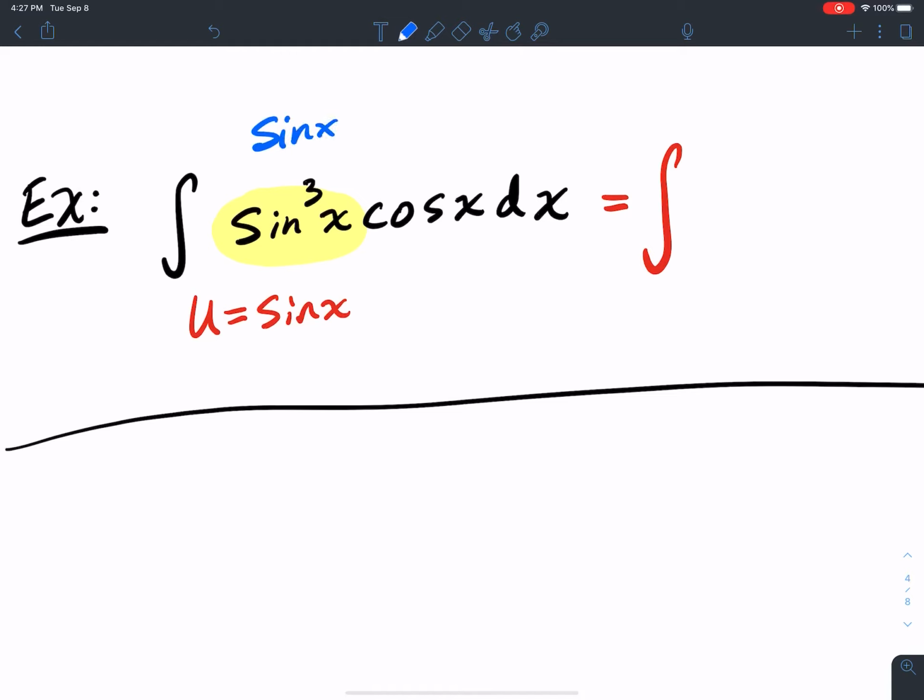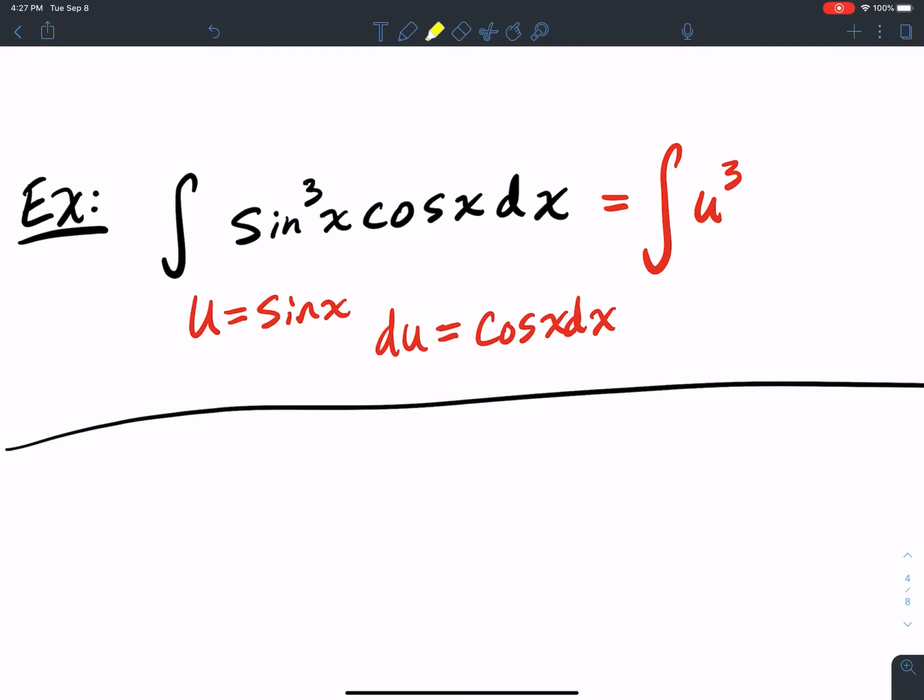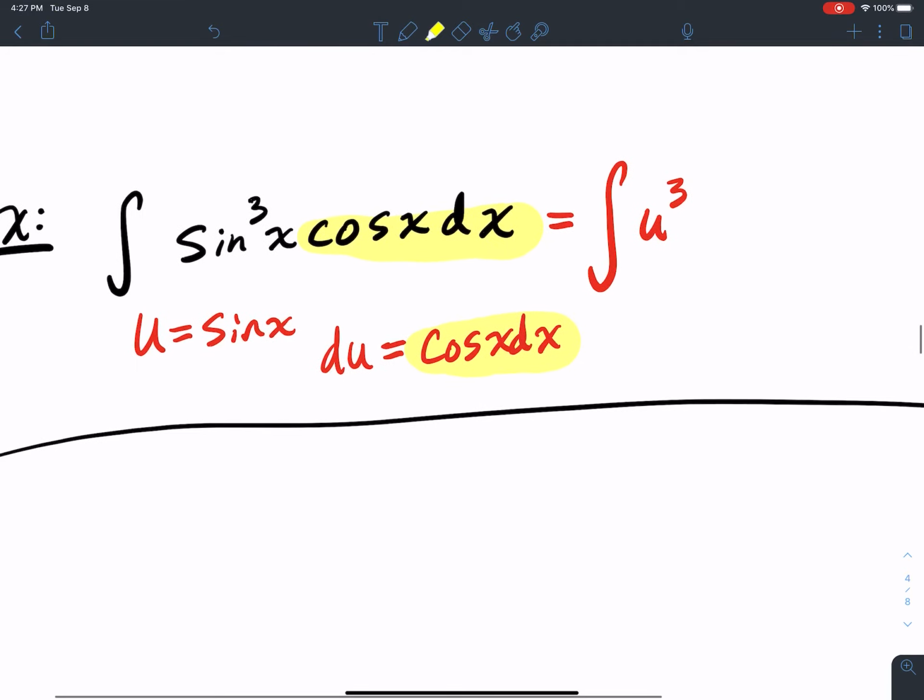Sine cubed of x looks like this. So it definitely looks like I've got a u function, an inside function, and then I see the differential of that u sitting right there. So it's a good choice for u. If sine of x is u, then sine cubed is u cubed. And du, the differential, I take the derivative of sine x, I get cosine x dx. Lo and behold, I see a cosine x dx here, so I'm going to replace that with du.